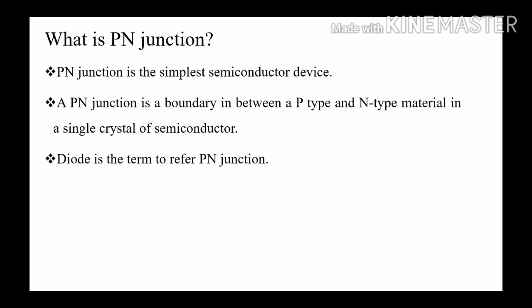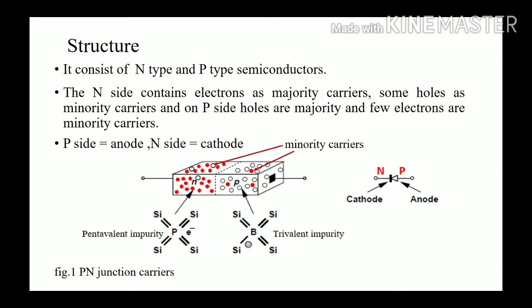First we are going through what is a PN junction. Basically, a PN junction is the simplest semiconductor device. It is a boundary in between a p-type and n-type material in a single crystal of semiconductor. Diode is the term to refer to a PN junction. Now let's see the structure of a PN junction.